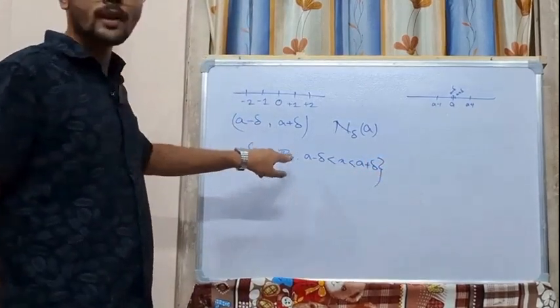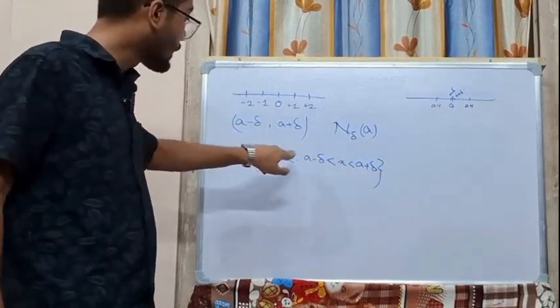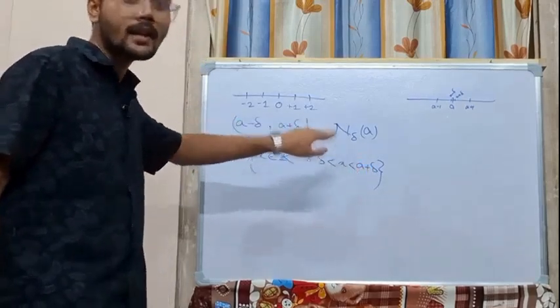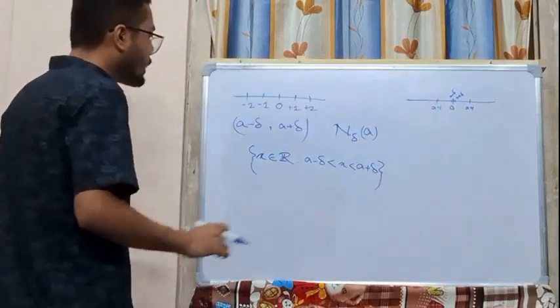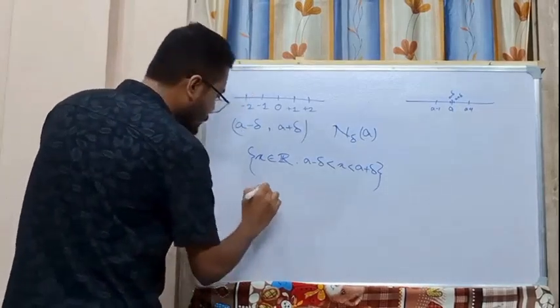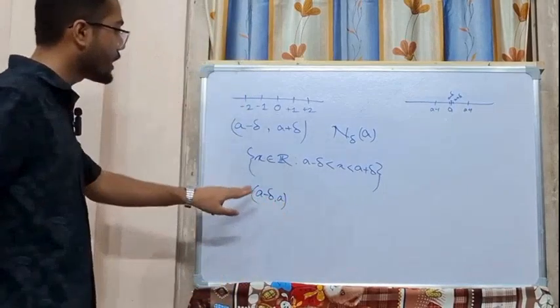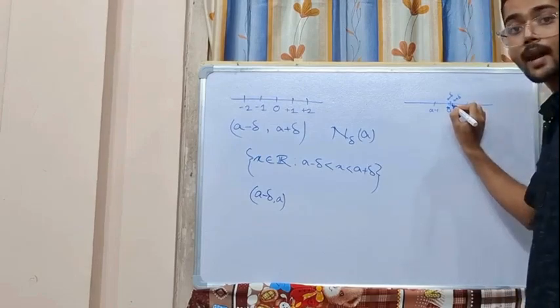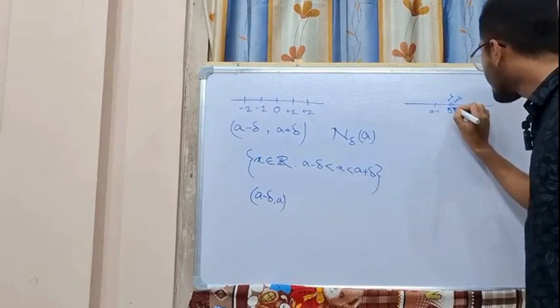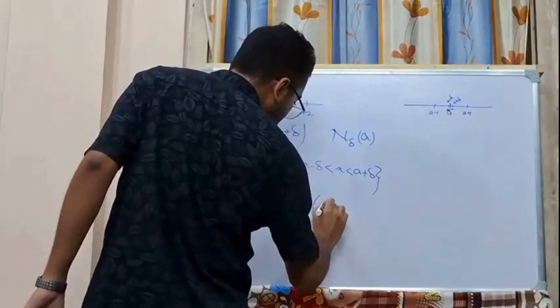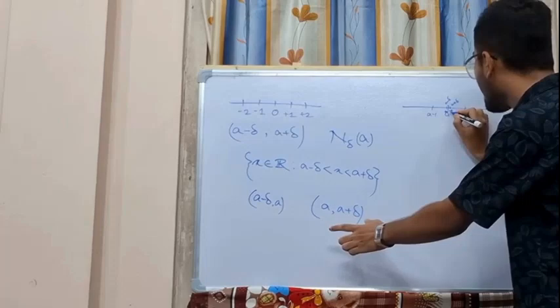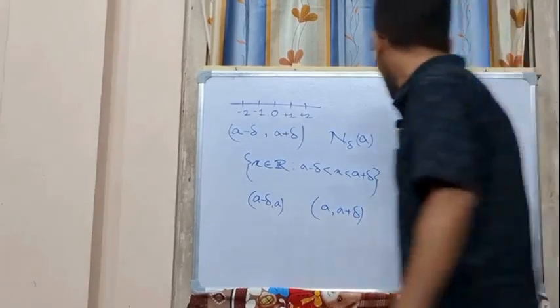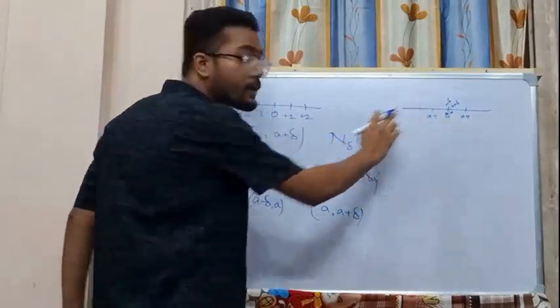Every x belonging to the real numbers, if the value of x is greater than A minus delta and less than A plus delta, then it will be called the neighborhood of A. Now, the numbers in the open interval A minus delta, A will be called the left neighborhood of A, the left side. The numbers in the open interval A, A plus delta will be called the right neighborhood of A, the right side of A.